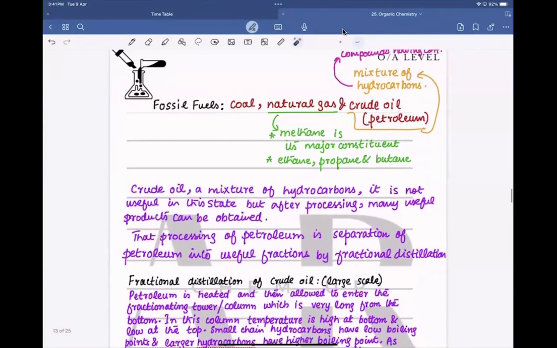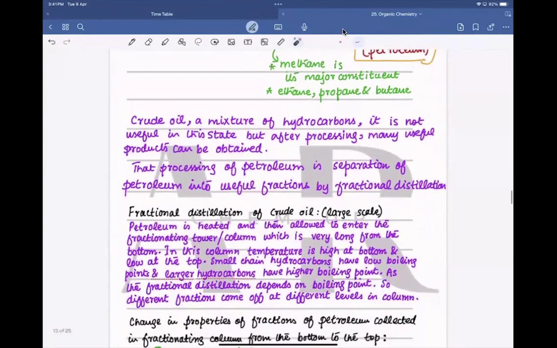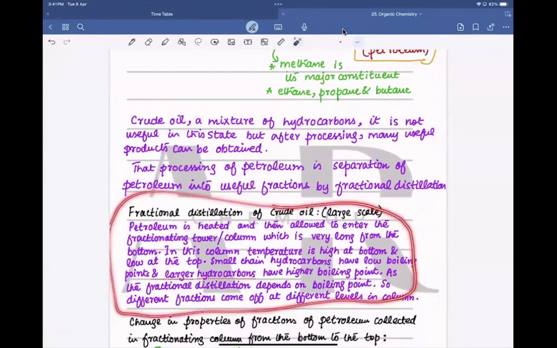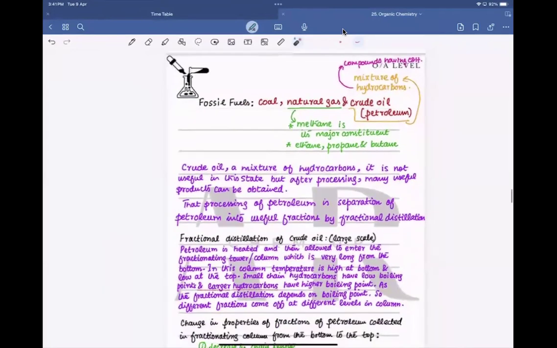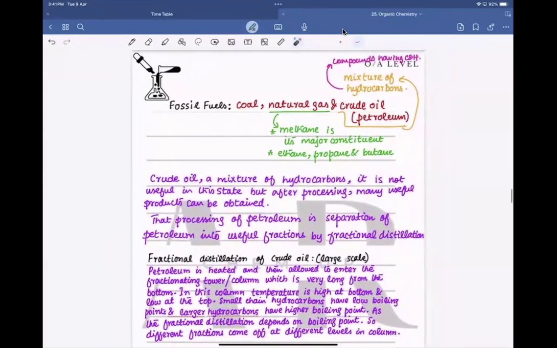So that processing of petroleum is a separation of petroleum into useful fractions by fractional distillation. Okay, we separate the fractions by fractional distillation of crude oil on a large scale. This is the process that we have already studied in experimental chemistry as well. So guys, just complete till here. Do this quickly. Then we will discuss further things. Okay. I will be back in a minute or two. By then complete this.